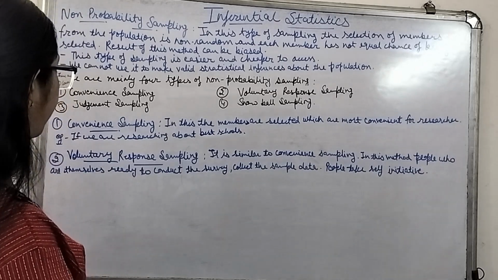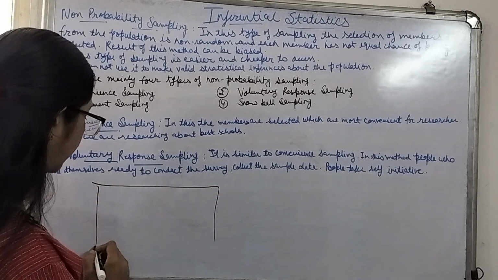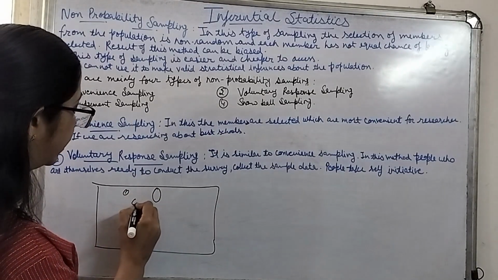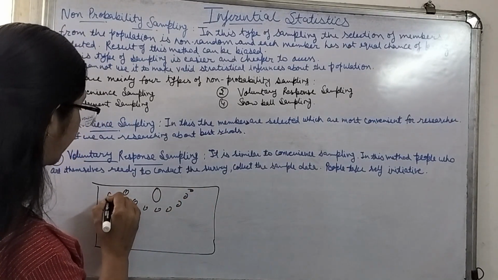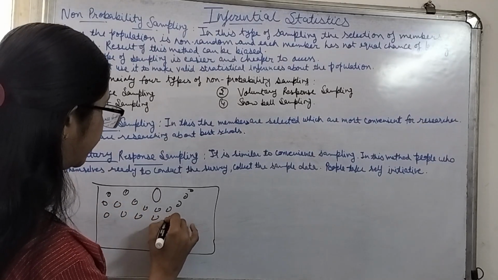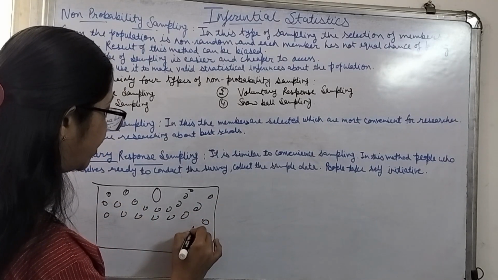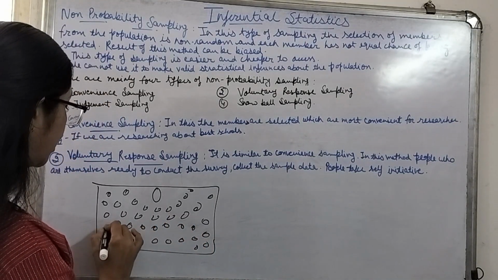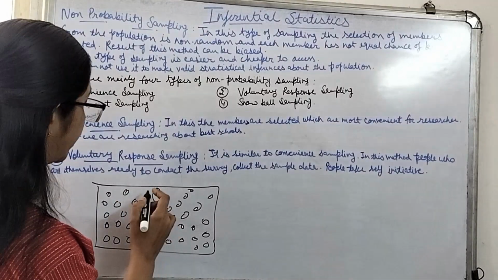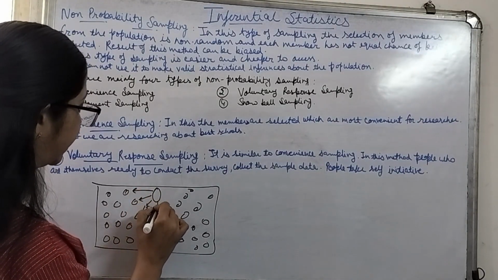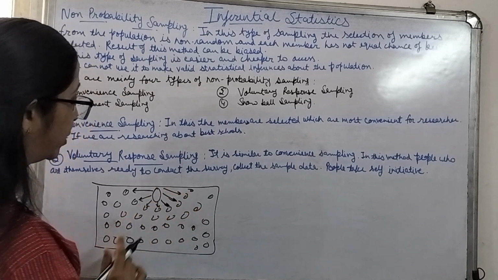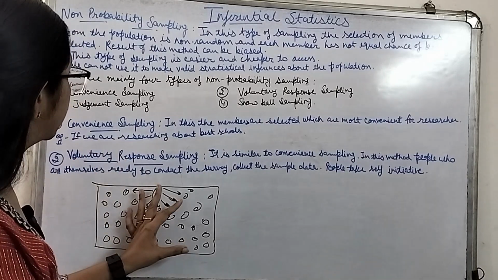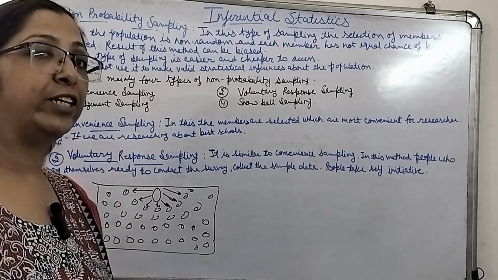So how can we do convenience sampling? See, suppose this is your whole population. This is the person who is doing the research, and these are the ones who are very easy to approach. This all is the whole population from which the survey is to be done. Now what is the researcher doing? The researcher is approaching the ones who are most convenient for him, like family members, relatives, and those who live nearby. He approaches those people only. This type of sampling is known as convenience sampling.